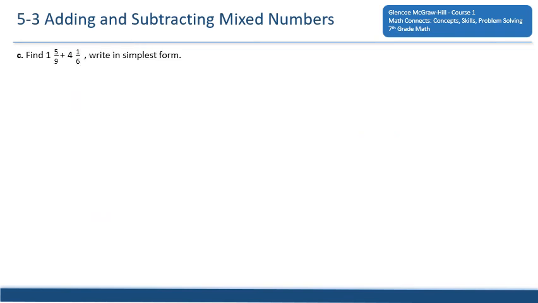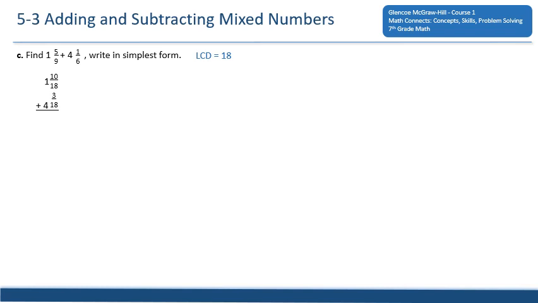Find 1 and 5/9 plus 4 and 1/6. The least common denominator is 18. 2 times 9 is 18. 3 times 6 is 18. So if we multiply 9 times 2, we'll multiply the numerator 5 times 2 and get 1 and 10/18.